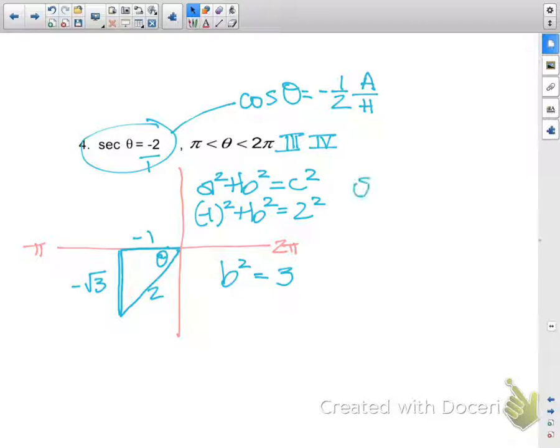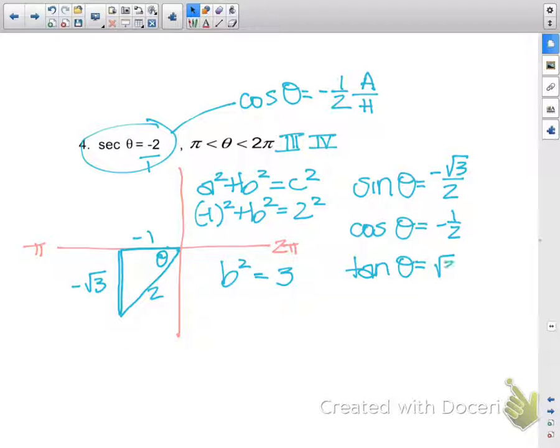So sine. Sine of the angle is opposite over hypotenuse, which is going to be what? Negative root 3 over 2. Good. Cosine of your angle. Negative 1/2. We know that one already. Tangent of your angle. Negative root 3 over negative 1, which just reduces to what? Root 3. Then we do the reciprocals.